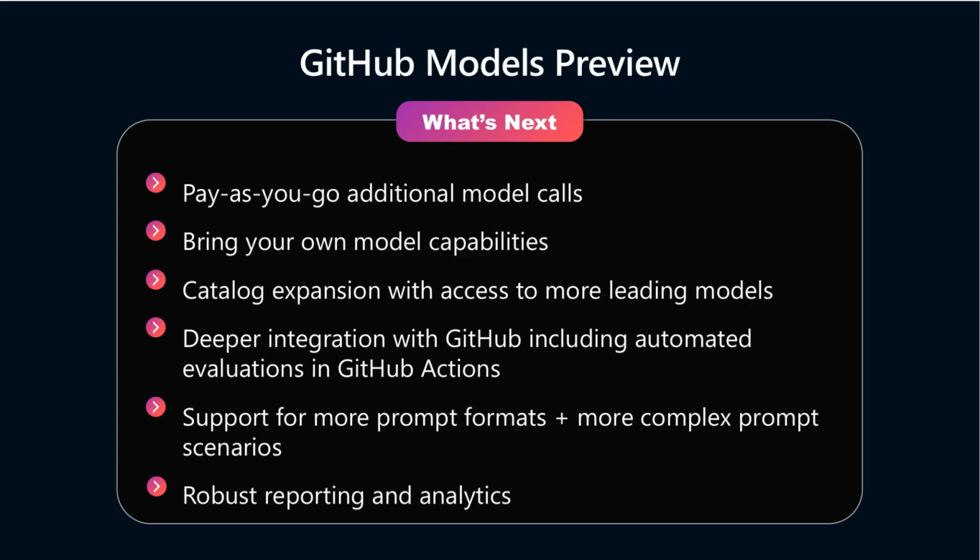Currently in preview, GitHub Models offers free usage with plans for flexible upgrades including additional calls and larger models. Support for bringing your own models is upcoming, alongside advanced prompt formats to enable complex scenarios and tighter GitHub integration. Reporting and analytics will enhance insights into usage and performance. Meanwhile, Azure AI Foundry is production-ready and powering numerous real-world applications. The platform is rapidly evolving, promising richer capabilities and broader adoption in AI app development.